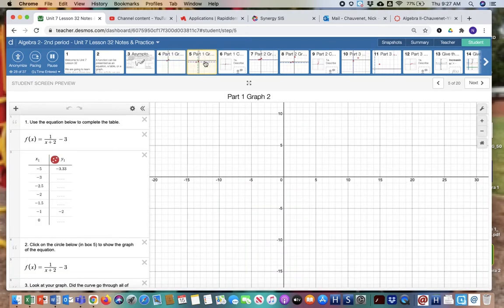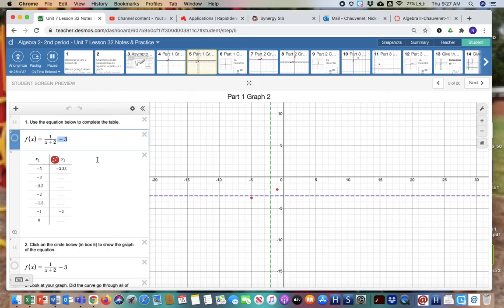So let's look at a different type. Here we go. Hopefully you remember from our lessons 30 and 31 what these different numbers do. This negative 3 on the outside shifts the whole graph down 3. This plus 2 on the inside shifts the entire graph to the left 2. So from there we can type in our different numbers. For negative 3, we're going to get negative 4. Negative 2.5 should give us negative 5. Negative 2, if you type negative 2 in here, negative 2 plus 2 is 0. You cannot divide by 0, so you get undefined.